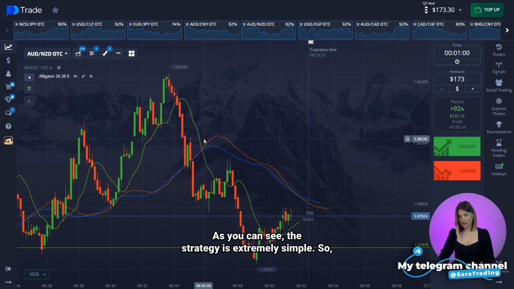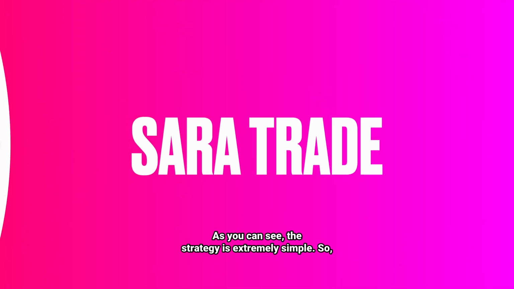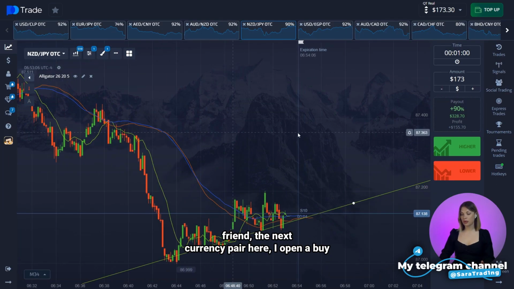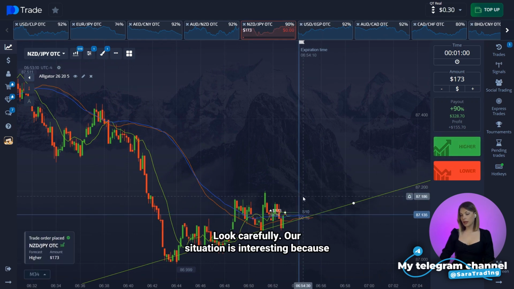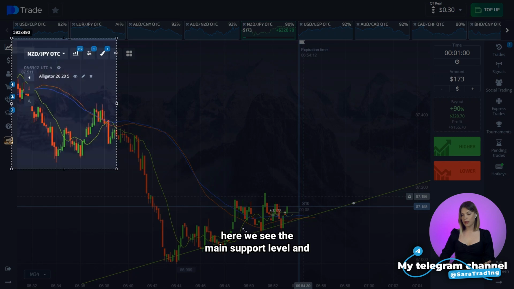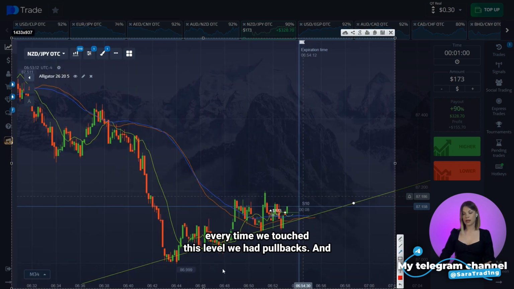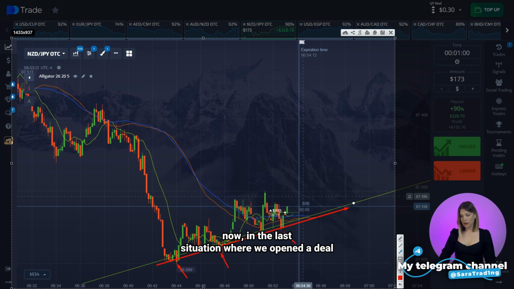As you can see, the strategy is extremely simple. So friend, the next currency pair, here I open a buy position at $173 at this point. Look carefully, our situation is interesting because here we see the main support level, and every time we touch this level we had pullbacks. And now, in the last situation where we opened a deal with you, the price has already reversed. That is, we had opened with you simply for the continuation of this upward trend.